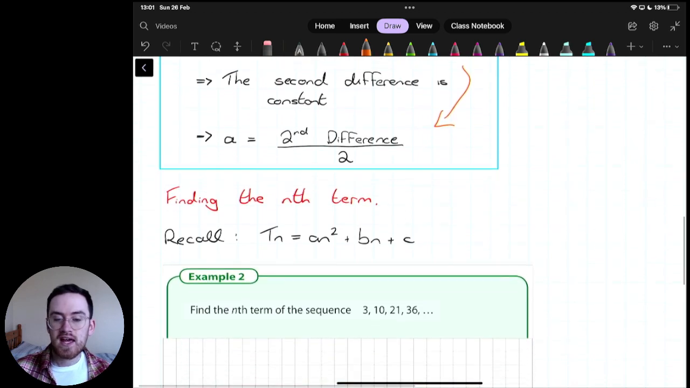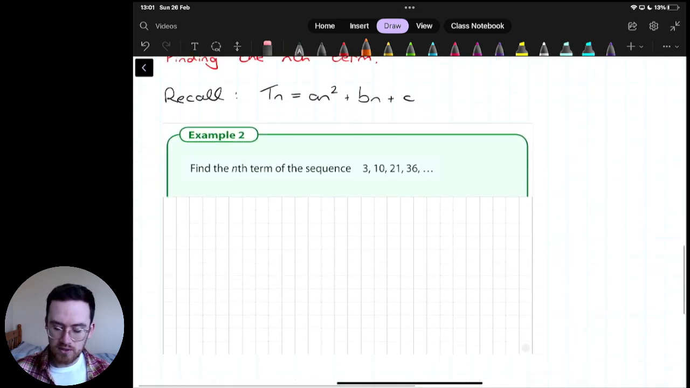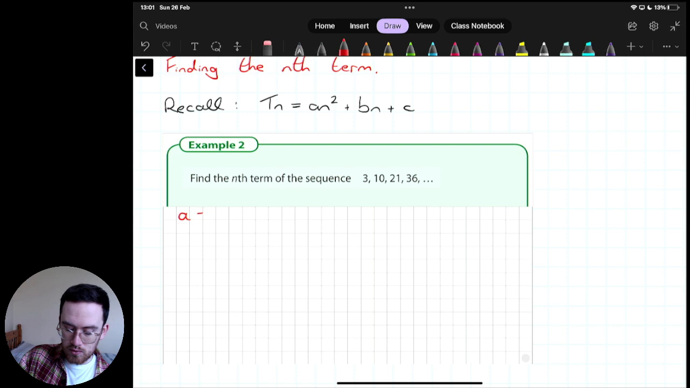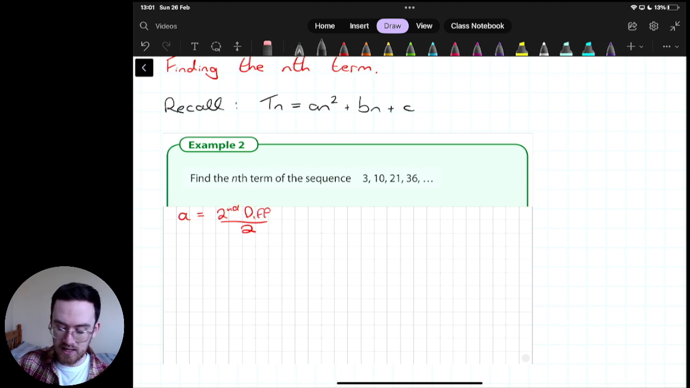So if we're finding the nth term, like in this example here, the nth term of the sequence, we remember our formula, Tn is equal to an squared plus bn plus c. So to find the nth term of the sequence, we need to work out each of those letters as best we can. Now we know a is the second difference divided by 2. Okay, very important that we're aware of that. So in order to get that, obviously we have to find out what the second difference is.